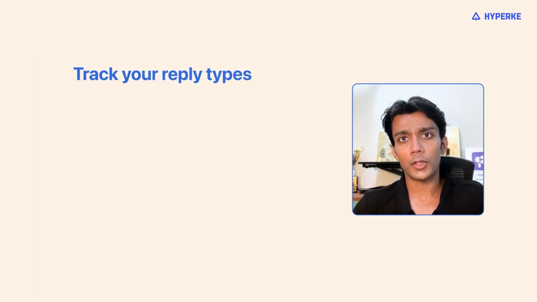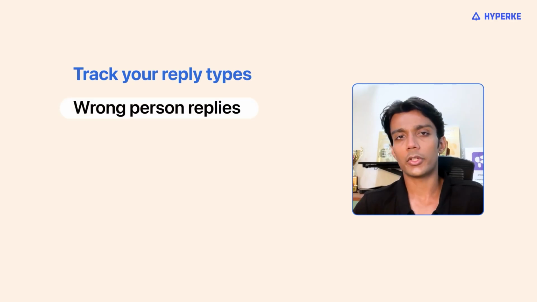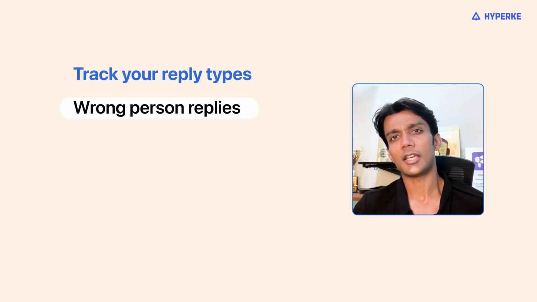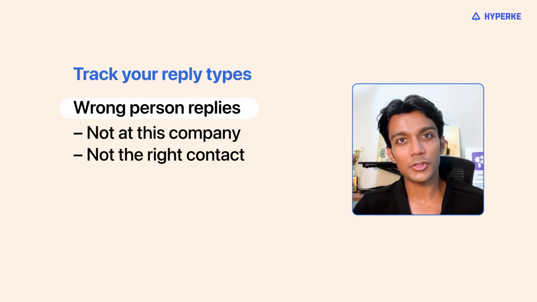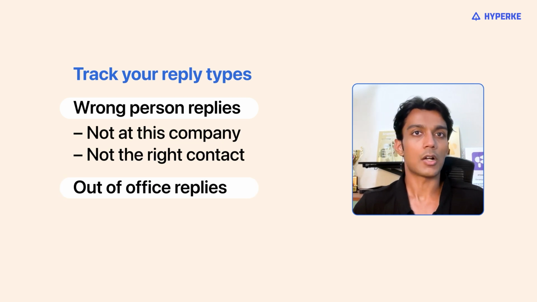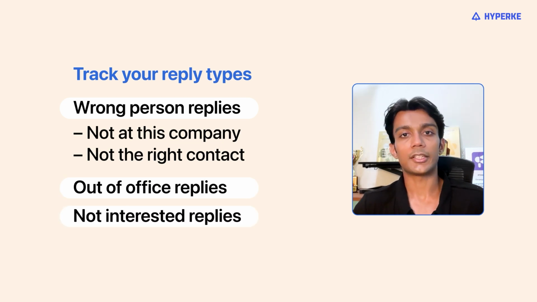Now let's say you have an outbound campaign going. What happens after you send the email? The first thing you look for is what percentage of your replies are wrong person replies. These are the kinds of responses where people say, I don't work at that company anymore, I have retired, or I'm not the right person for this, reach out to someone else. Then you're going to look at what percentage of your replies are out of offices or people telling you that they are not interested. If you're getting a disproportionately high number of out of office replies, that could be an indication of seasonality.